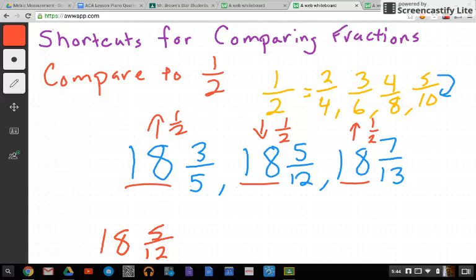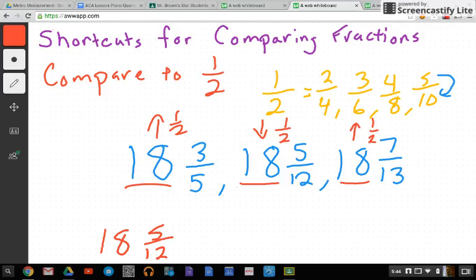Now I could do it in this way. If there are 5 pieces and I've got 3 of them, that only leaves 2 left. This one has 13 pieces and I've got 7 of them. I can tell that 3/5 is going to be larger in this case.